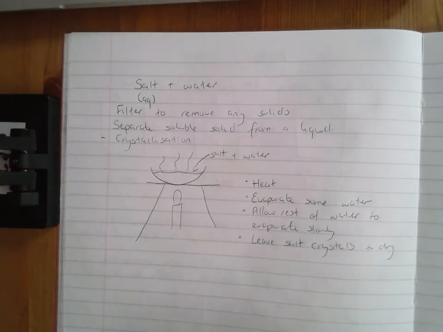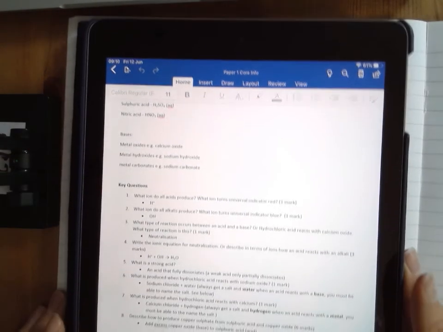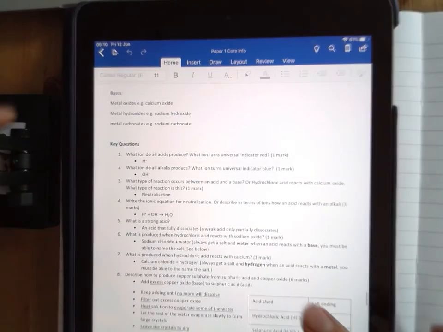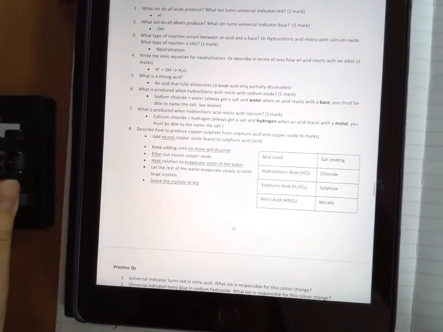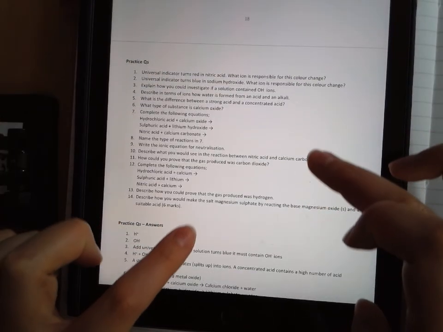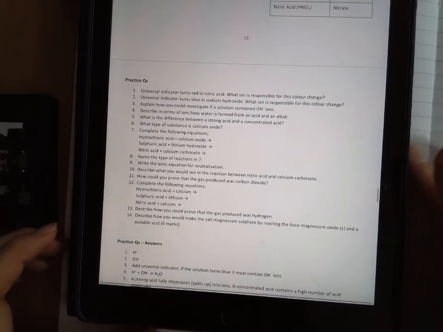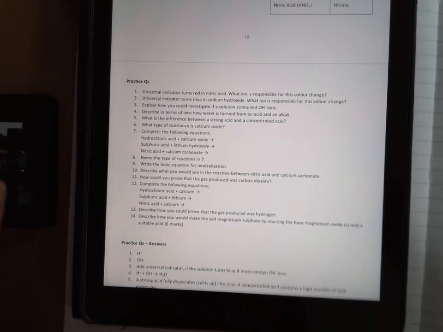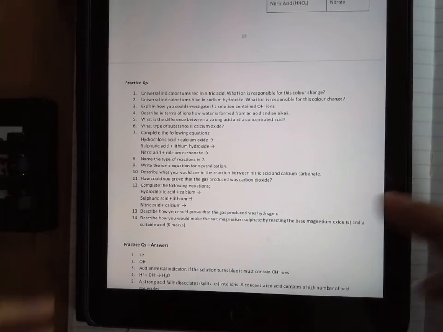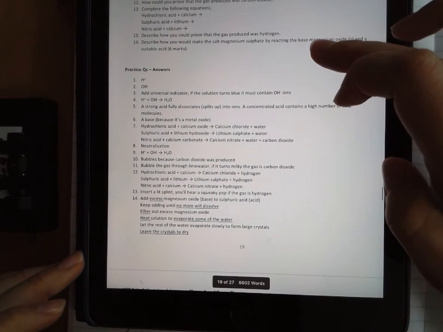So in your core revision guide on acids, this is all stuff that you need to know, and I've written out that separation process for you. There are also some practice questions here in your guide, which I would recommend you do, although I do think we did these for homework, didn't we? I would recommend doing these questions for yourself. All of the answers are included below.